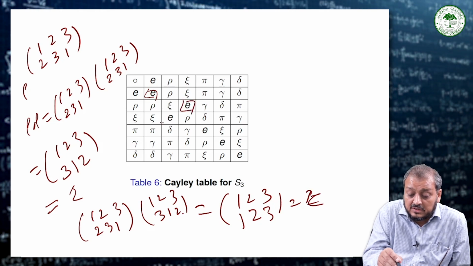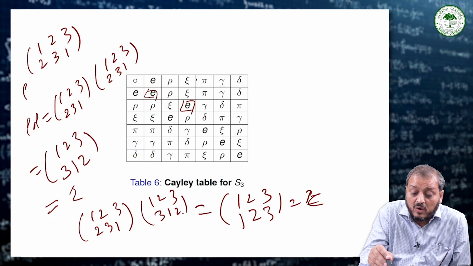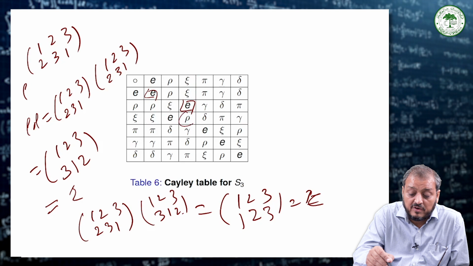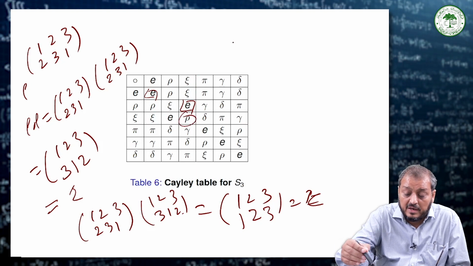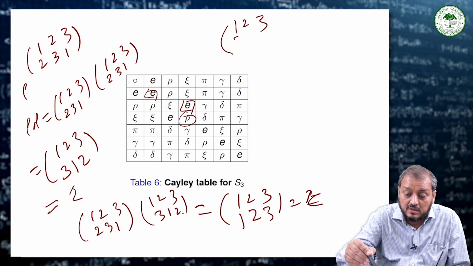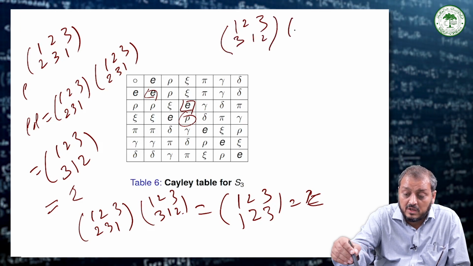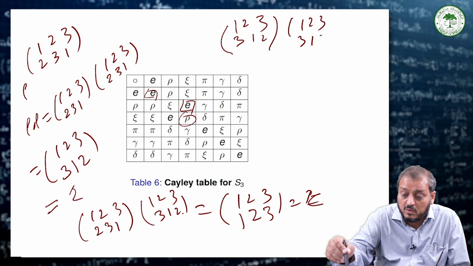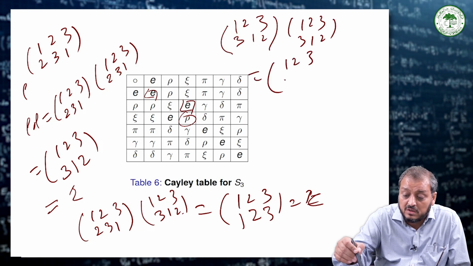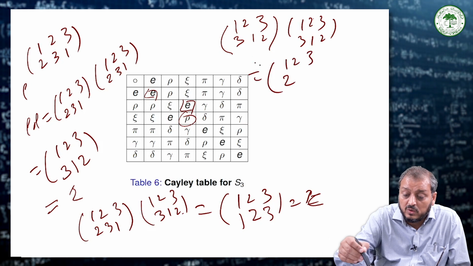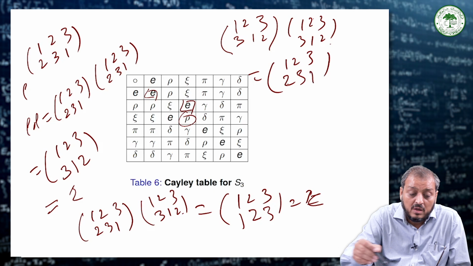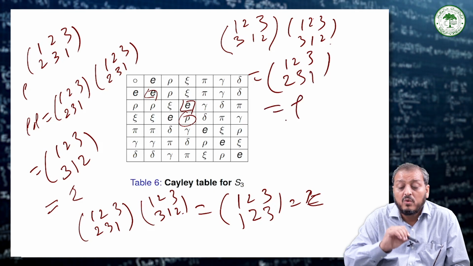Similarly, zeta composed with zeta square is giving you rho. So we just verify this one also, and leave the rest of them. Take 1 2 3 over 3 1 2, and 1 2 3 over 3 1 2. Now 1 goes to 3, 3 goes to 2, 2 goes to 1. That is the same as rho.